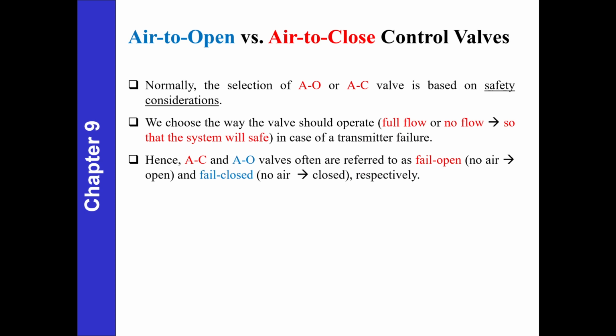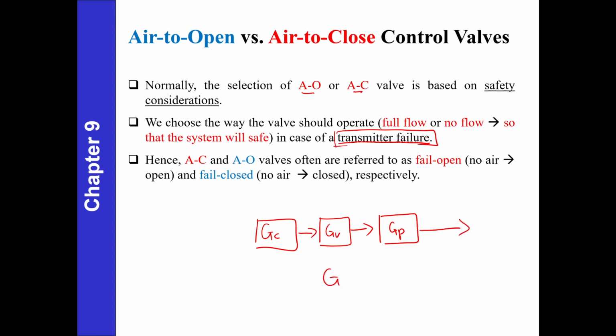Normally the selection of air to open or air to close is based on safety. We choose the way the valve should be operated, whether full flow or no flow, so that the system will be safe in case of transmitter failure. As you know, we have a feedback. This is a GC, this is a GV, which is a transfer function, and we have a process.